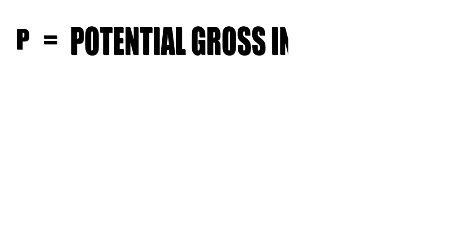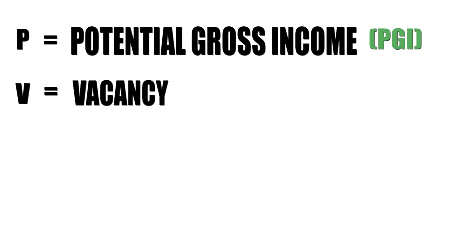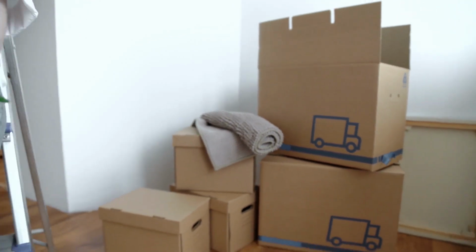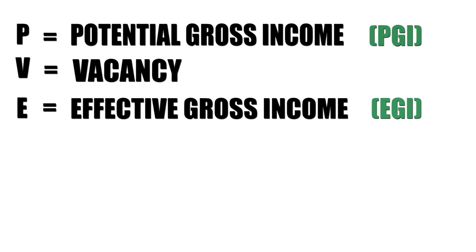The P stands for potential gross income, PGI, right? That's your "poor." The "wins" is your vacancy, because any property out there, you're going to have vacancy. You're not going to have full occupancy 24/7, right? There's always going to be vacancy. "Eats" is actually effective gross income, EGI. So we've got poor, wins, eats, right?